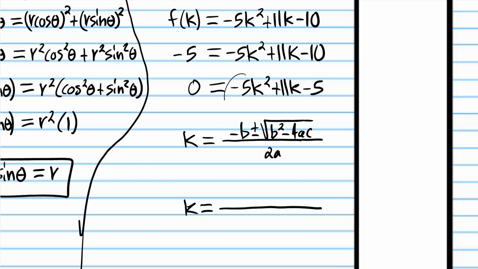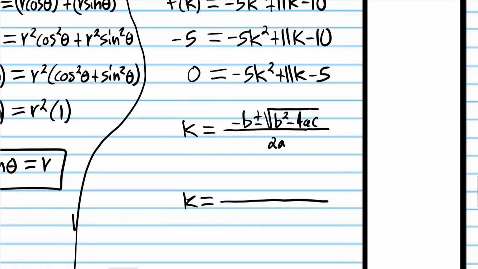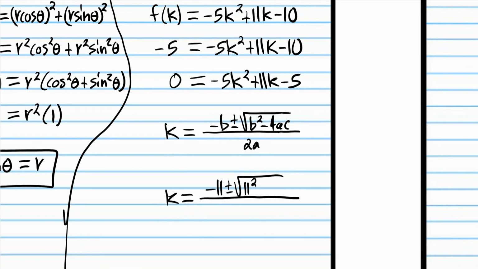So whenever you have a situation where there's a coefficient here, you might want to just go to the quadratic formula, because it complicates things when you have a coefficient on the squared variable term. So b is 11. And a is -5. And c is also -5.